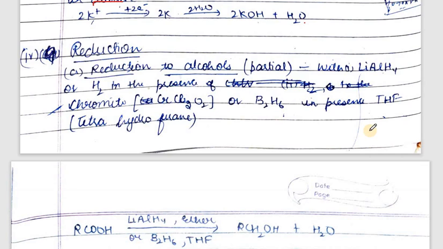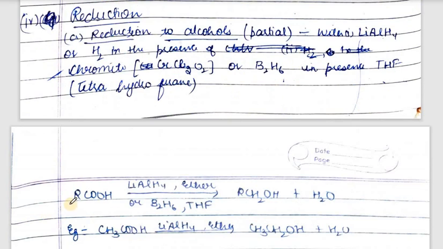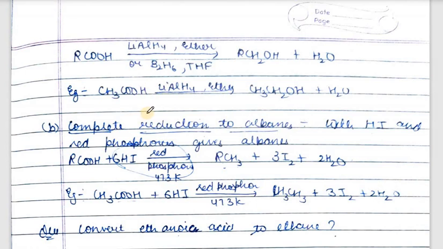to hydrocarbons. So first is reduction to alcohols, that is partial reduction with lithium aluminium hydride, or hydrogen in the presence of metals, that is hydrogen with platinum or palladium, or with diborane in the presence of tetrahydrofuran, we get RCOOH reduced to alcohols with lithium aluminium hydride in ether, or B2H6 in THF. If we take the example of acetic acid, we get ethyl alcohol, that is ethanol.